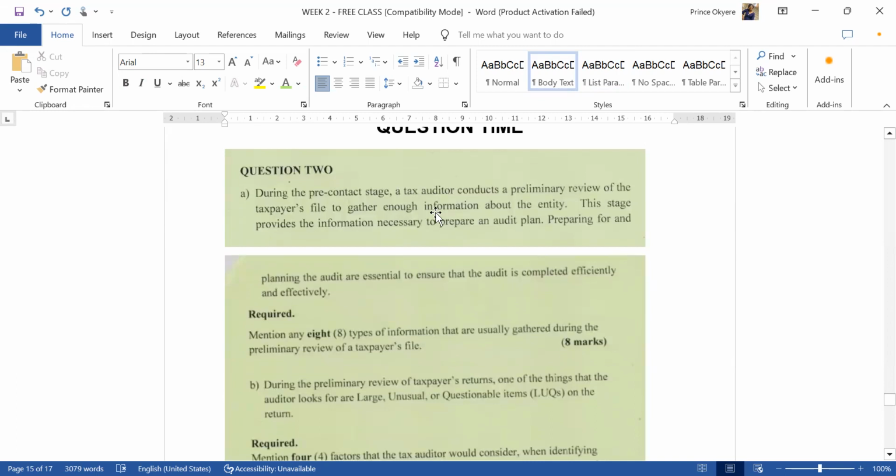During the pre-contact stage, a tax auditor conducts a preliminary review of the taxpayer's file and gathers information about the entity. This stage provides information necessary to prepare an audit plan. Preparing and planning for an audit are essential to ensure that the audit is completed efficiently and effectively. Required: Mention 8 types of information that are usually gathered during the preliminary review of the taxpayer's file. Is it clear?